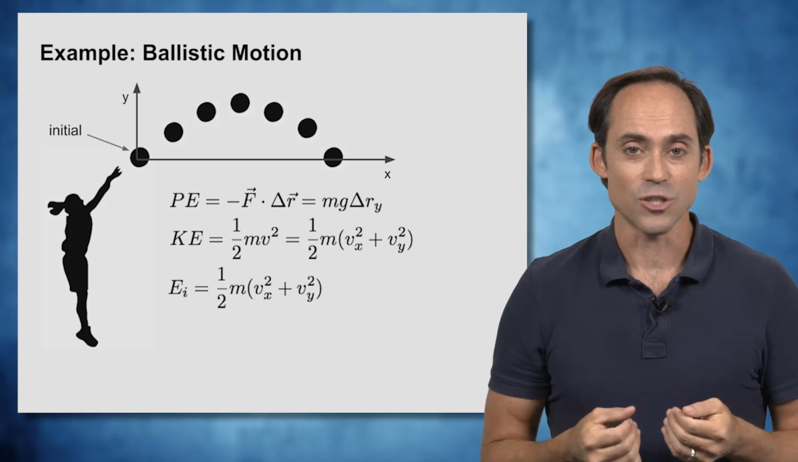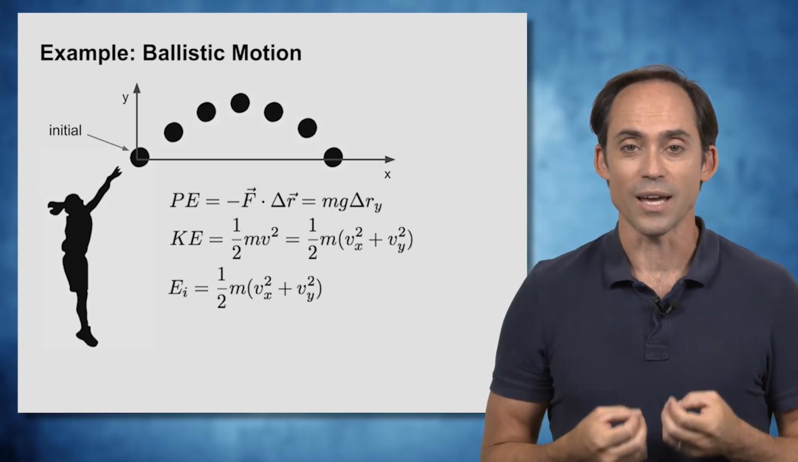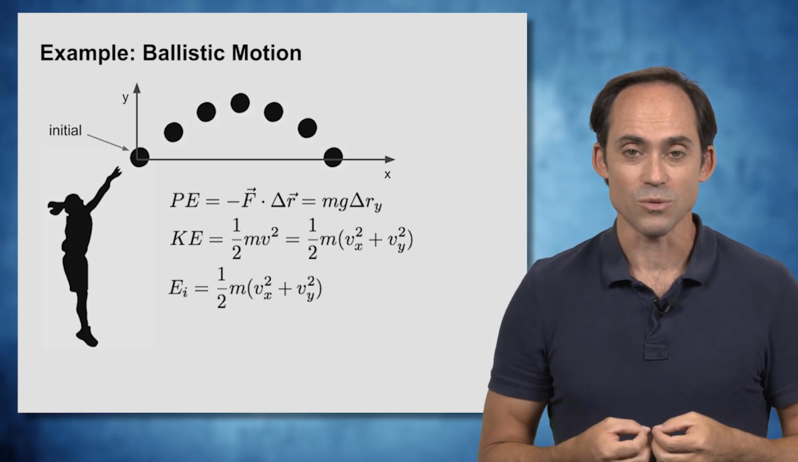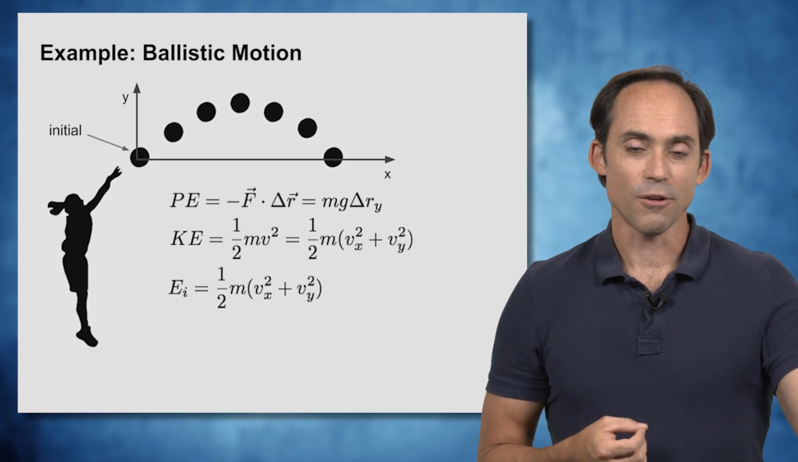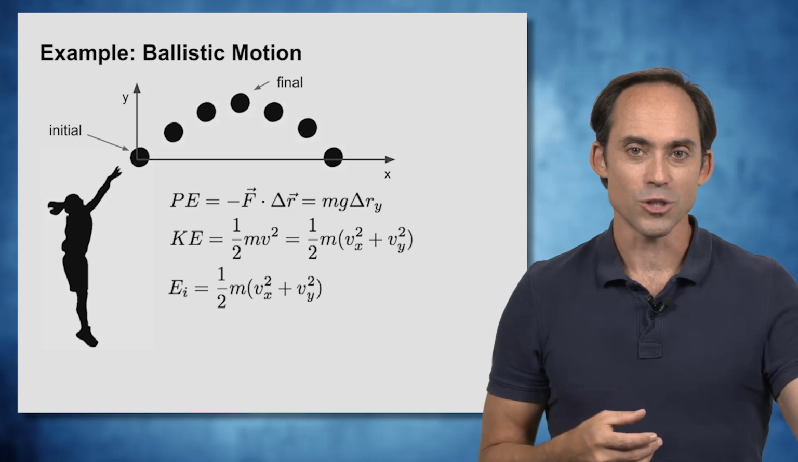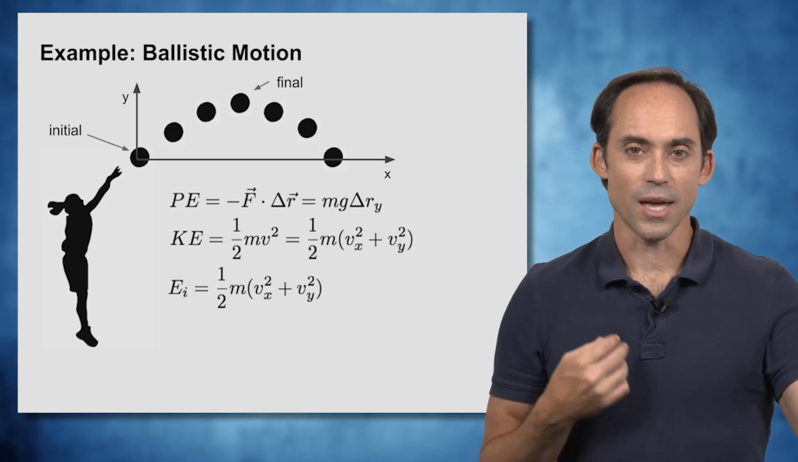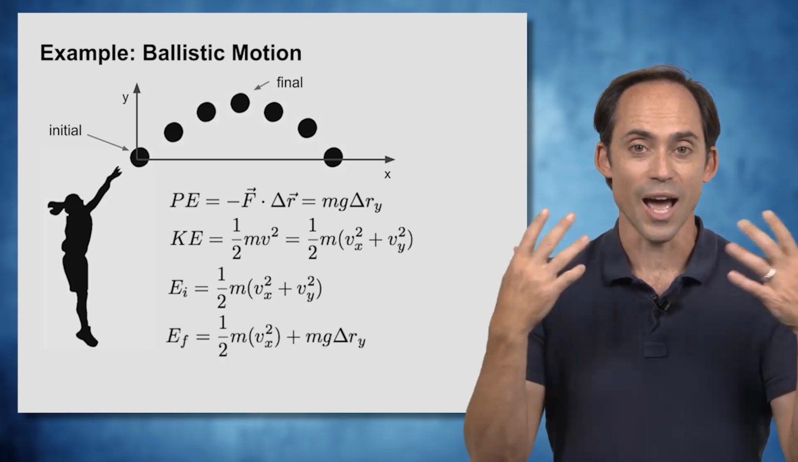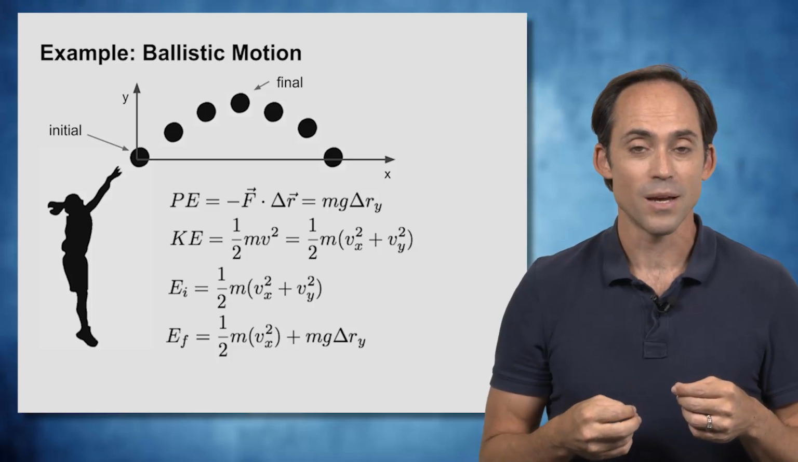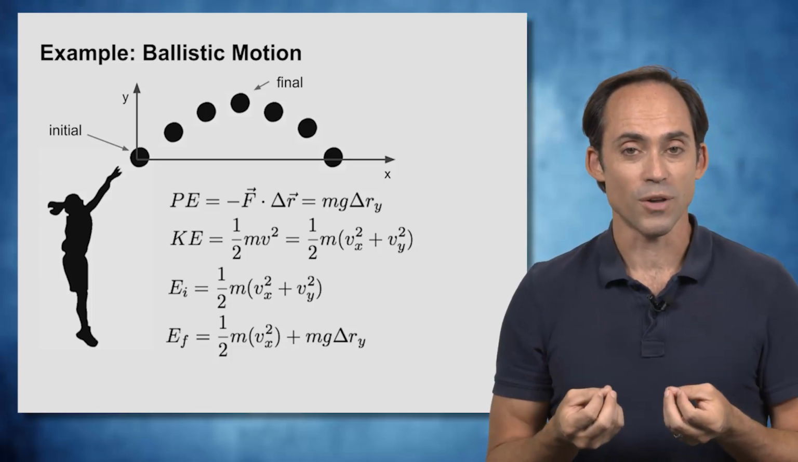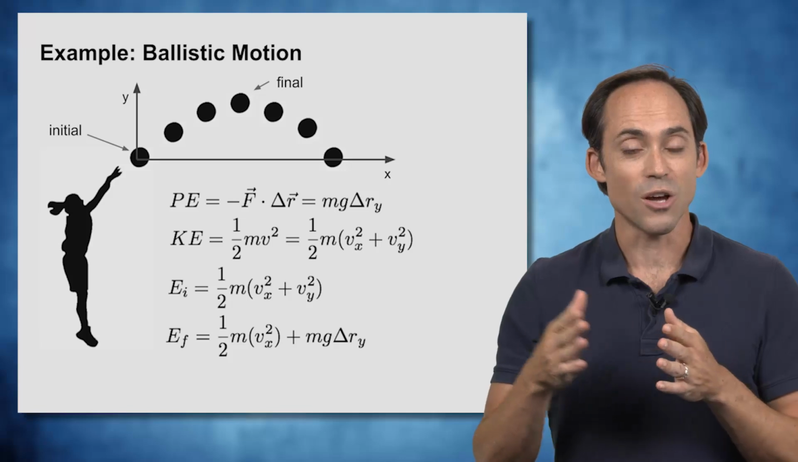And the kinetic energy is just the sum of the x and y initial velocities, so we just have 1/2 m (vx squared plus vy squared). Let's take our final point to be the top of the motion. At that point we have an mg times our height term for our potential energy, plus the component of kinetic energy that's left over, which is just along the x direction.